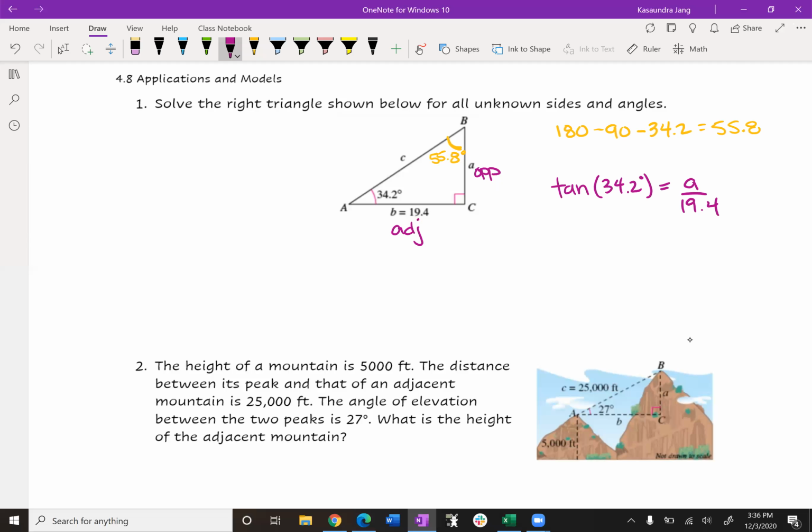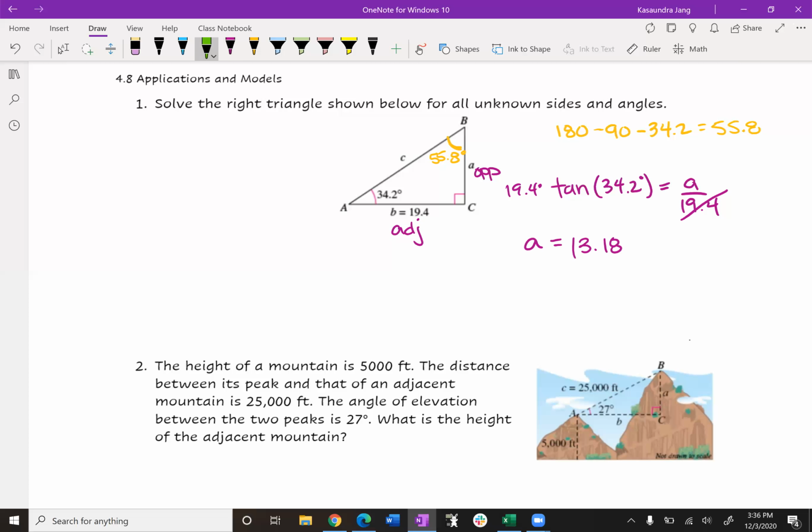So I'm going to multiply this 19.4 on the other side. When I put this in my calculator, I'm going to make sure that my mode is in degrees. So I've got 19.4 times tangent of 34.2 degrees. I got 13.18 if I round to the nearest hundredth. We'll just read the instructions on the homework and round to whatever they say. So this is side A.